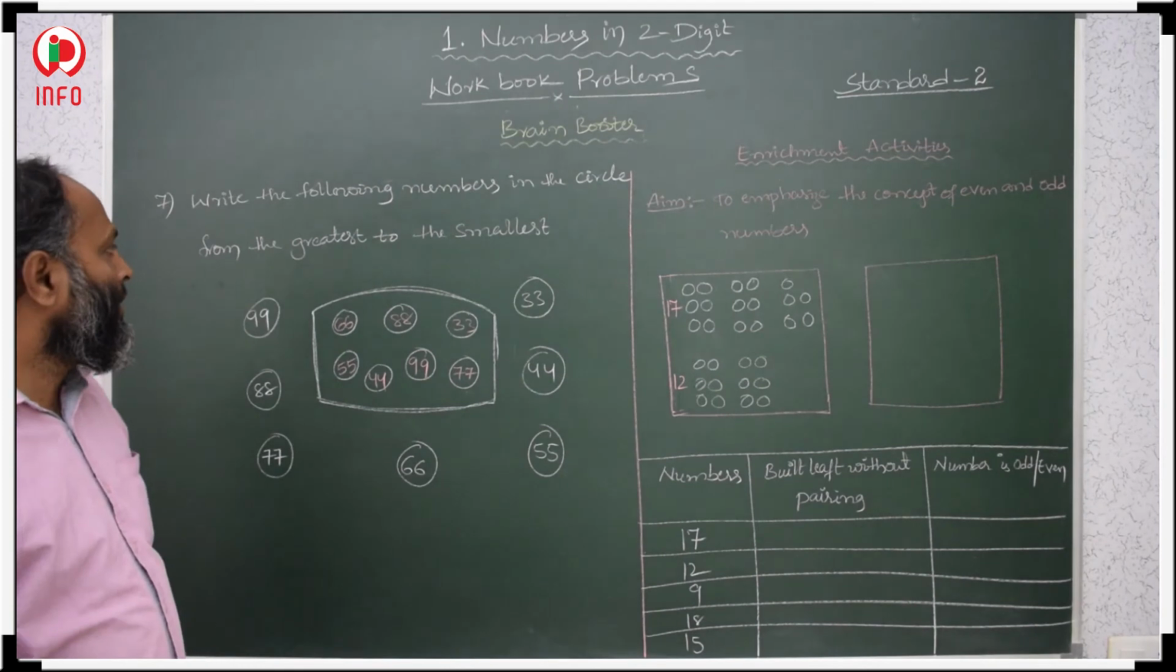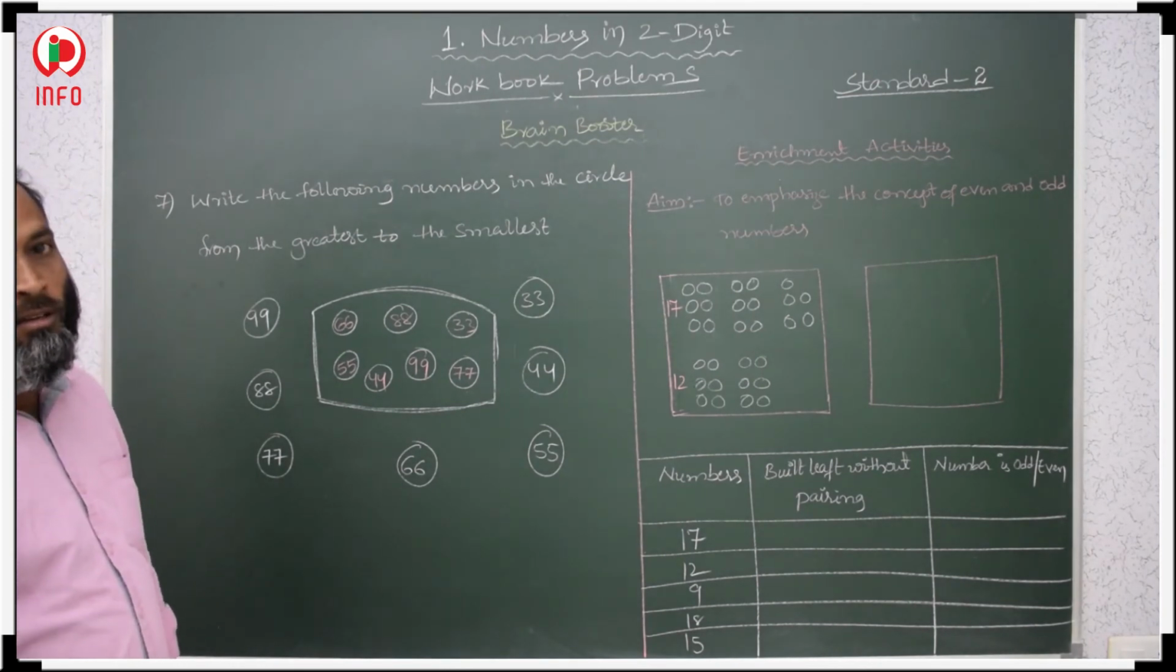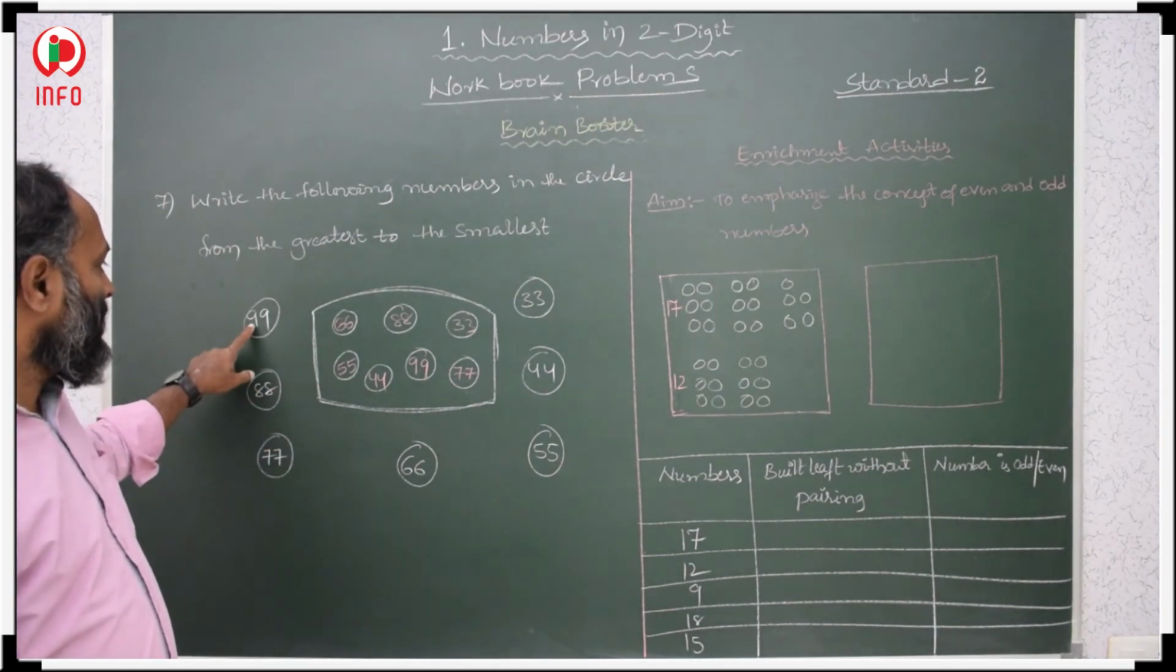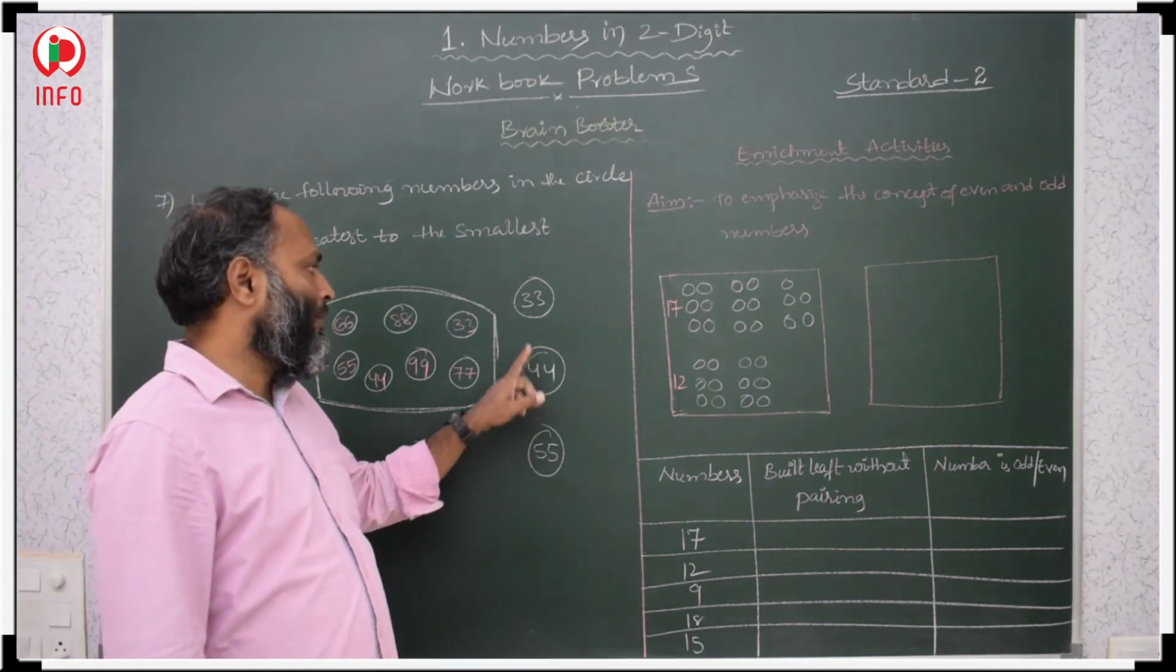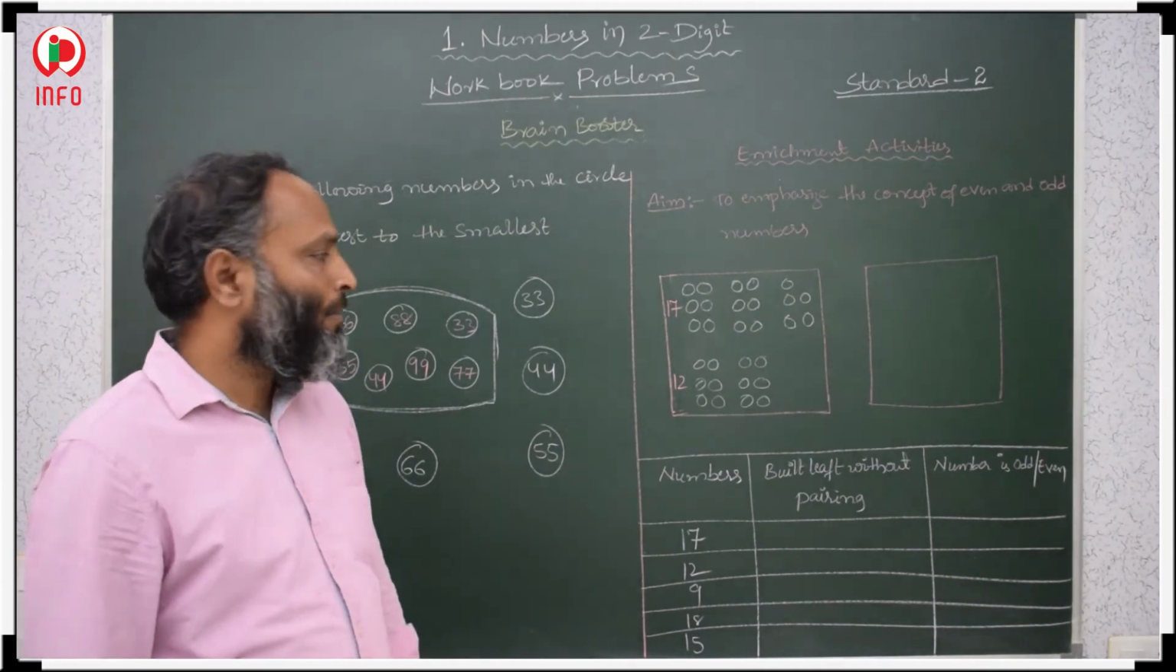So how to decide which one is greater? Based on the tens place. Tens place: 9, 8, 7, 6, 5, 4, 2. Like this we have to decide.